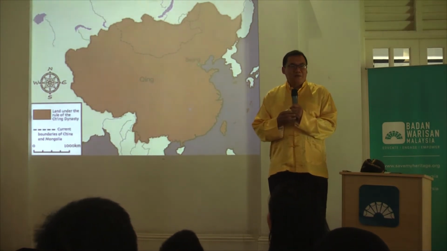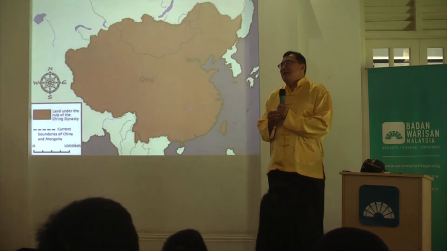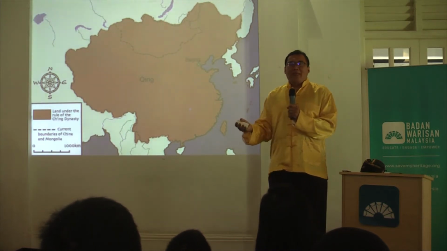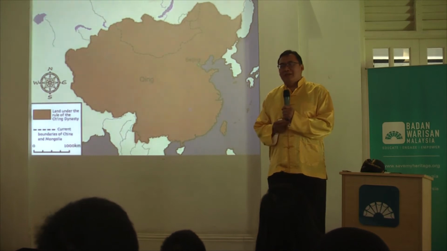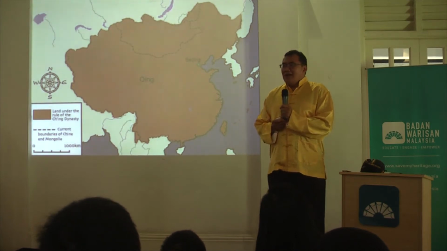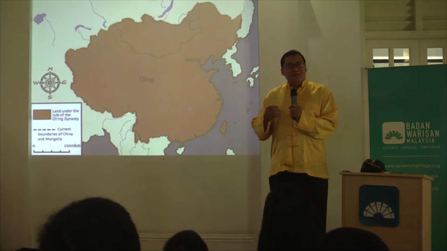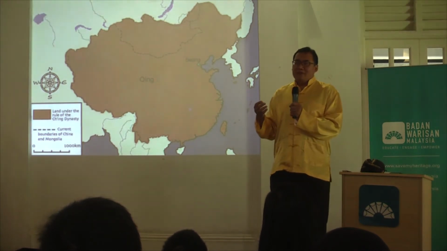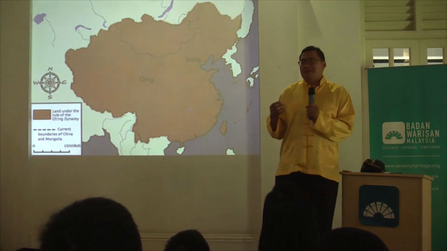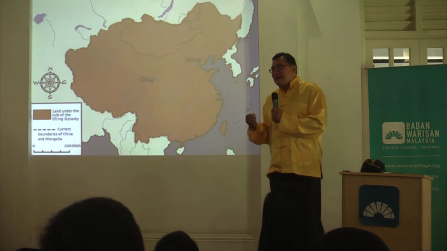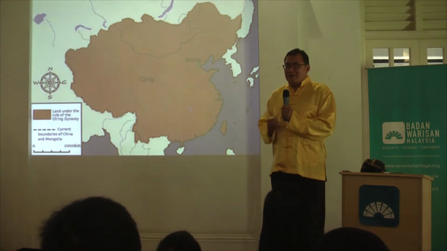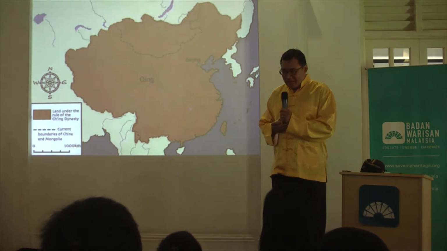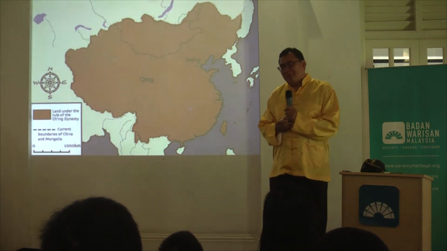The last emperor, Aisin Gioro Puyi, was only a boy, and he was forced to abdicate in 1911. But the imperial family was able to still stay in the Forbidden City imperial palace even after the emperor was no longer the emperor of China, and China had become a republic.